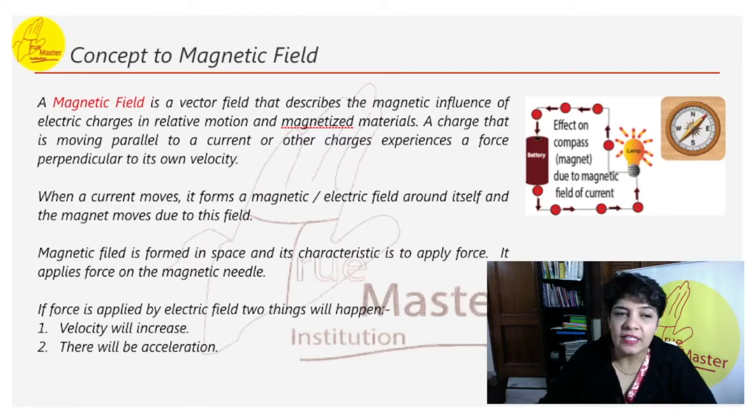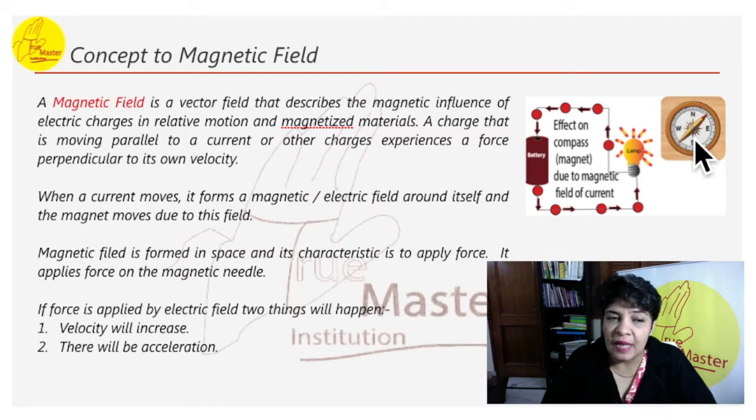Now let us look at this picture. Here current is flowing, and that will produce a magnetic field. Due to this magnetic field, the magnetic needle will move. The magnetic field is formed in space and its characteristic is to apply force.